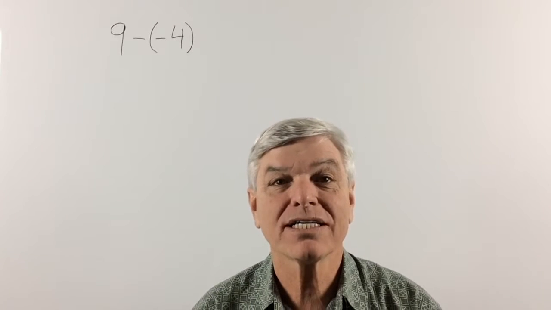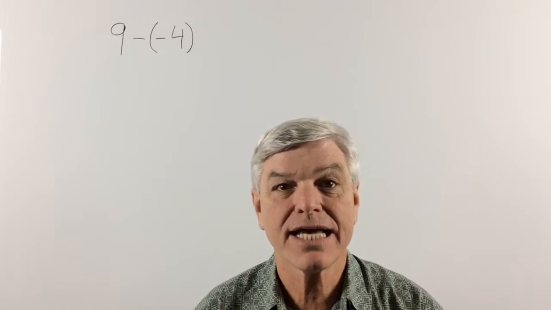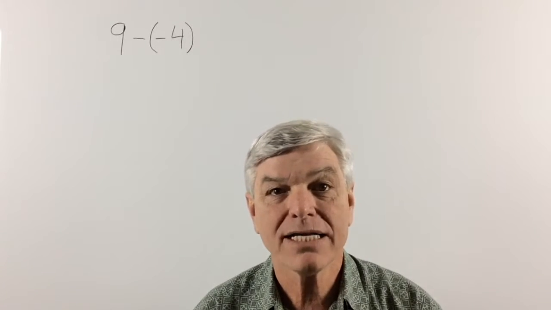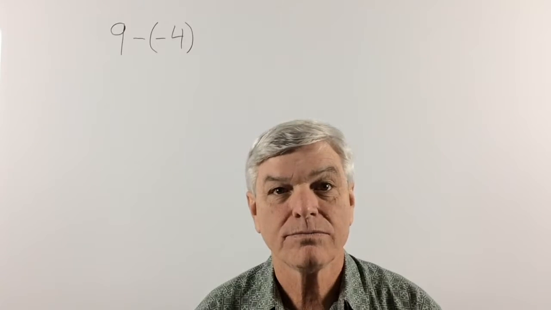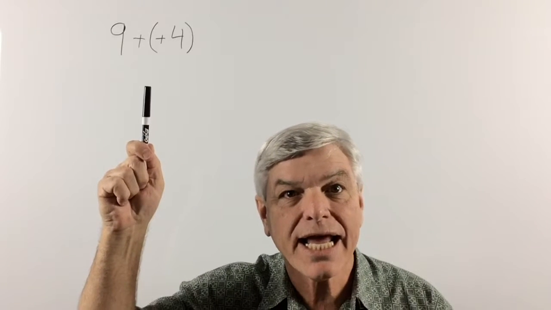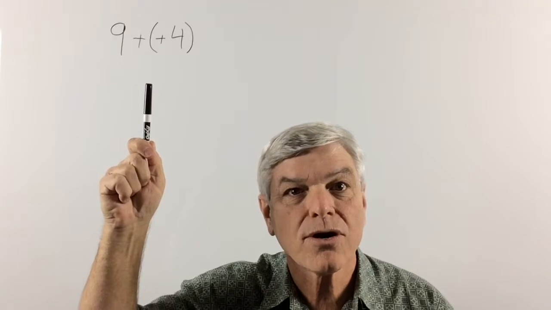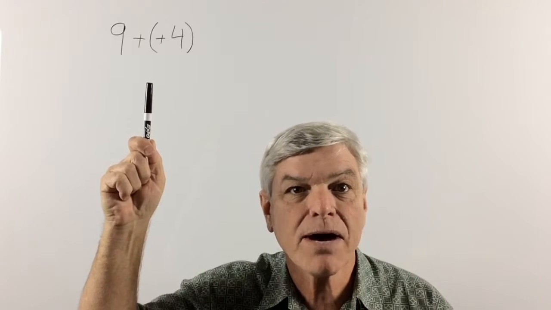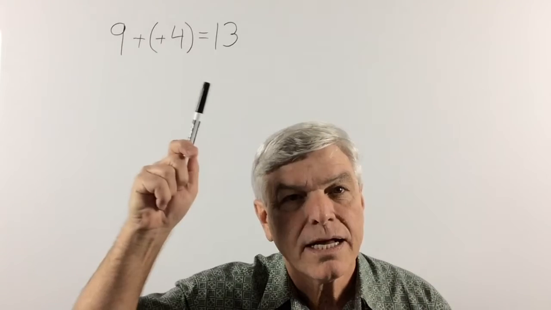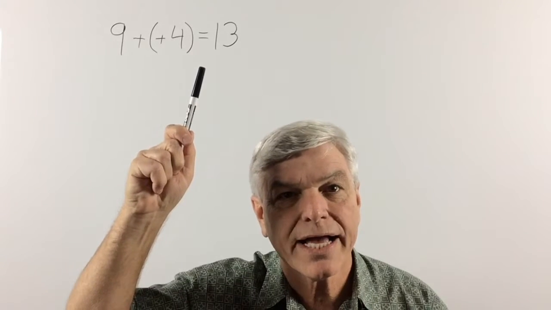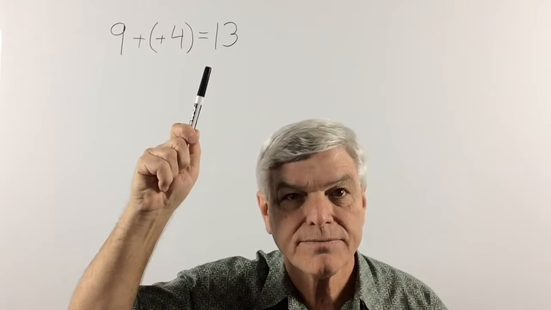Now in this problem we are going to subtract a negative number. That is to say it is 9 minus negative 4. So when we subtract a negative number, we turn both negatives into positives, and we have positive 13 for our answer. Now this is how that works.